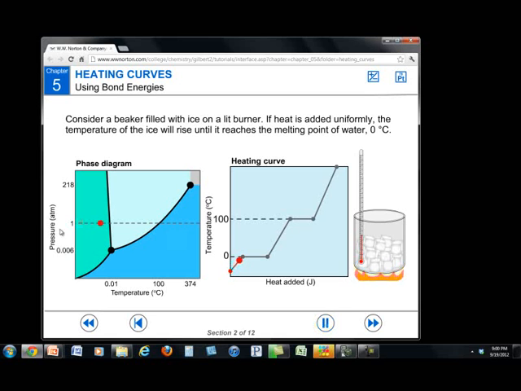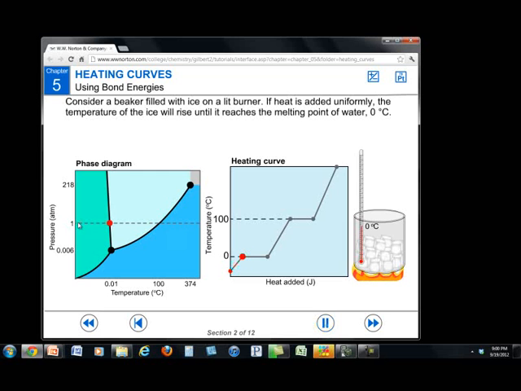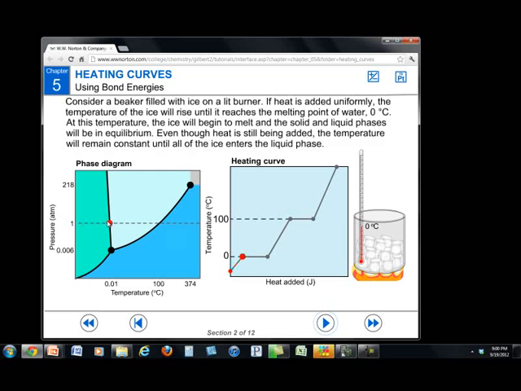So here we are on the phase diagram. We moved along this line, so we are still in the solid phase. Temperature is going up, pressure is staying the same. Okay, we've hit the line between solid and liquid. In the heating curve, here we are looking at heat added and the effect it has on temperature. So the temperature has risen, but we still have ice.